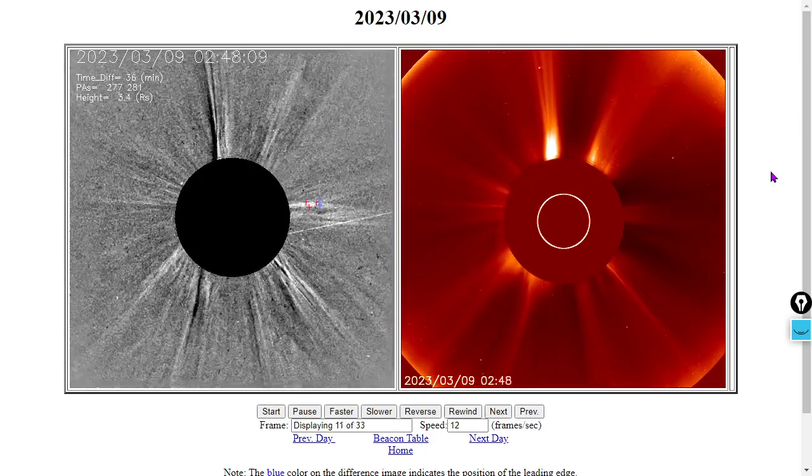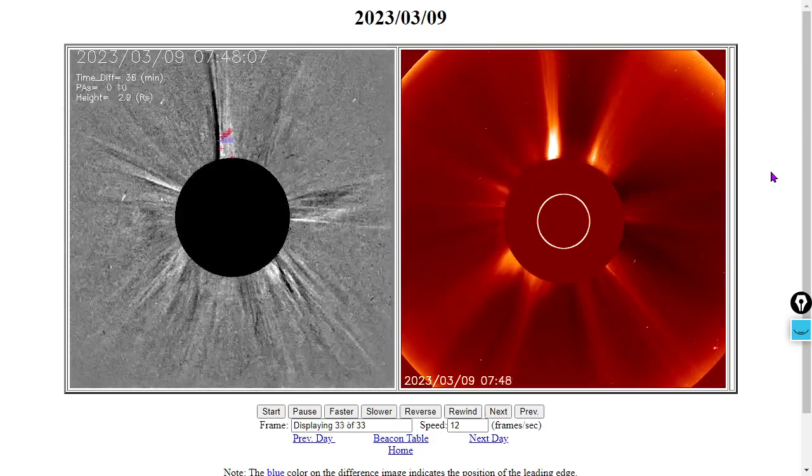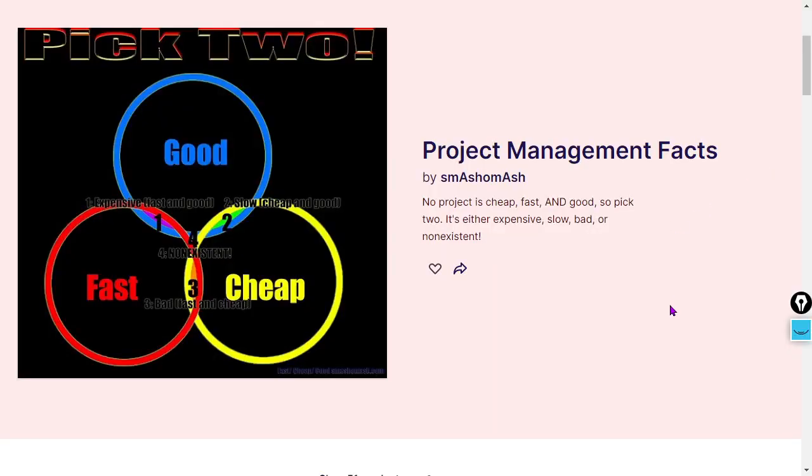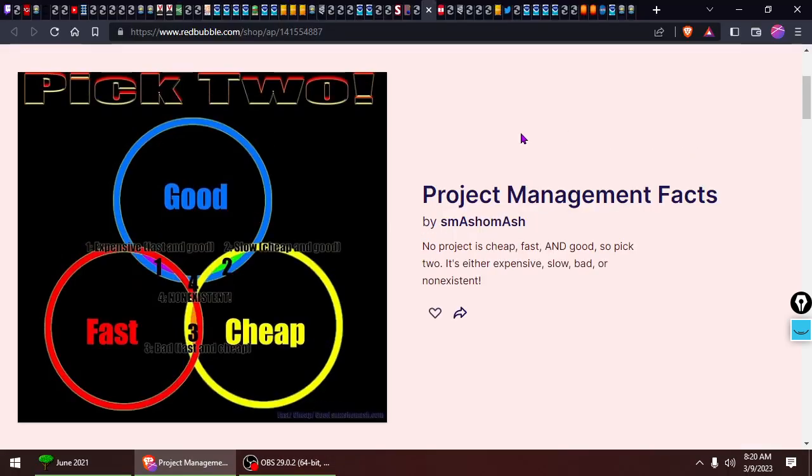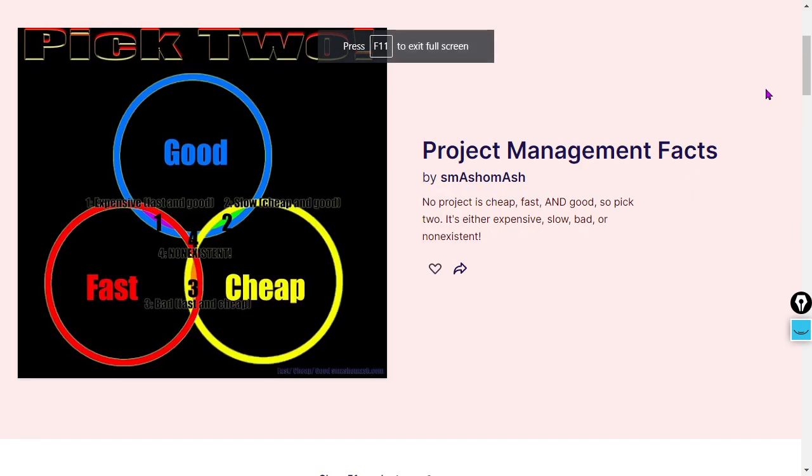I don't try to gaslight people and undermine my own credibility. So we'll also look at the views from Stereo A and so on, but first, some facts about project management.